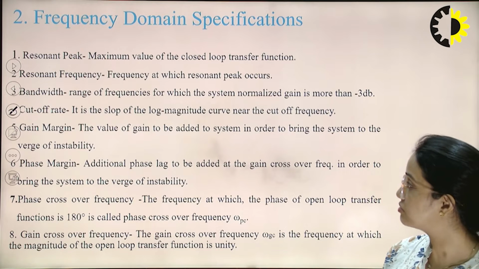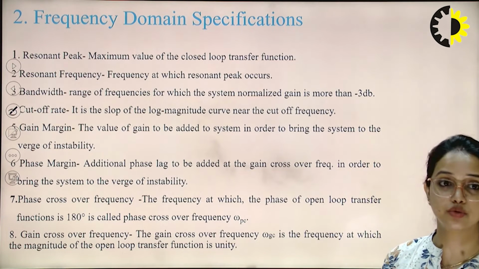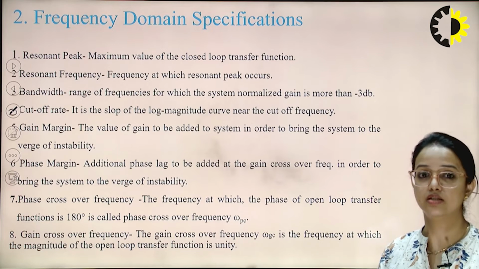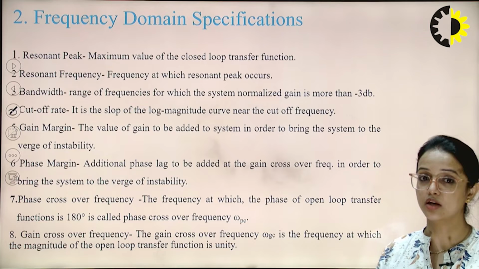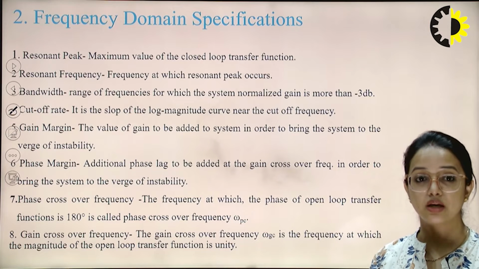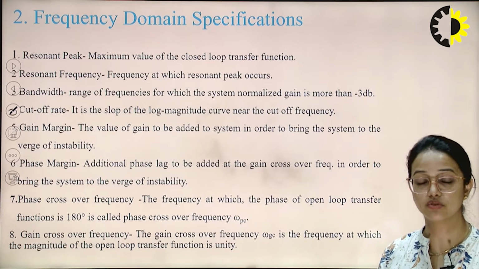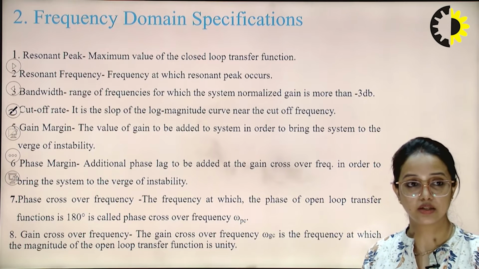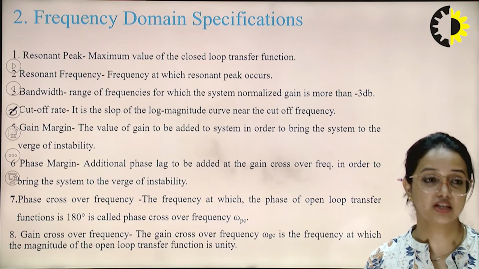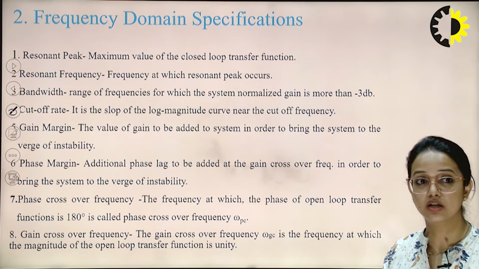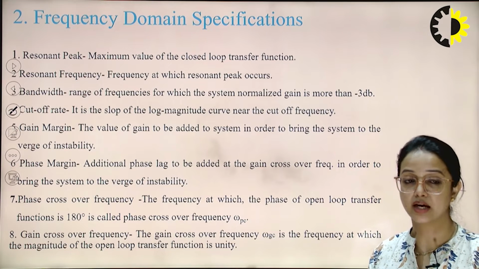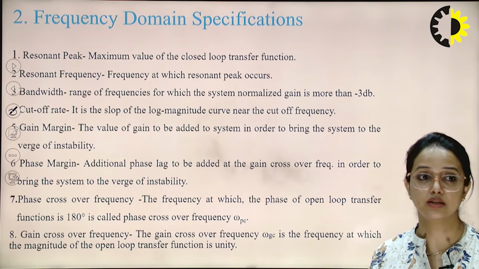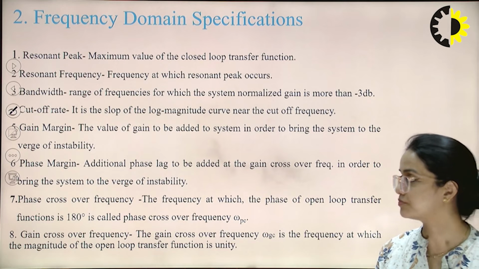Gain margin is the value of gain that may be added to a system in order to bring the system to the verge of instability. So if in some condition we add this much gain, the system may become unstable. Phase margin is the additional phase lag that may be added at the gain crossover frequency in order to bring the system to the verge of instability.